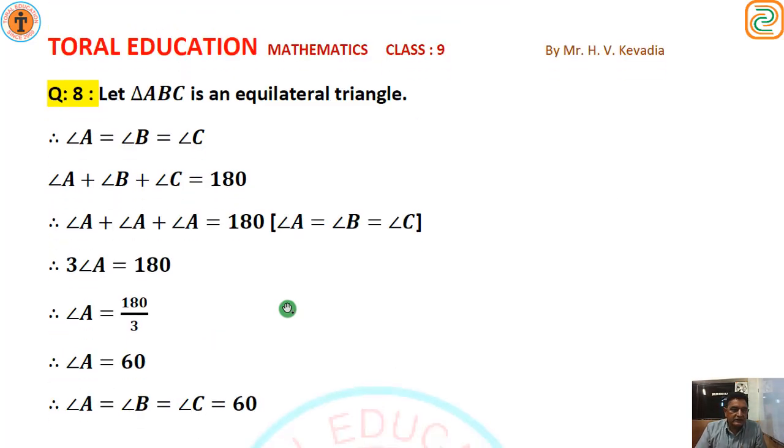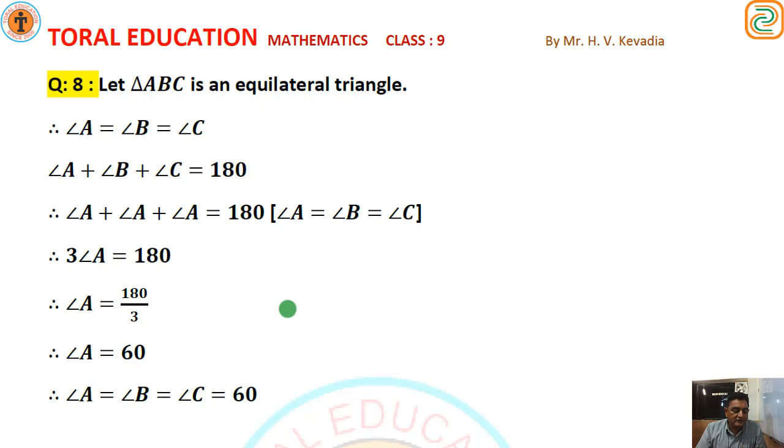Question number 8 and the last of the exercise. Show that the angles of an equilateral triangle are 60 degrees. Look, equilateral triangle, that means A equals B equals C. All the angles are equal. With angle sum property, we can say A plus B plus C equals 180. We write A in place of all the angles. That means B equals A, C equals A.